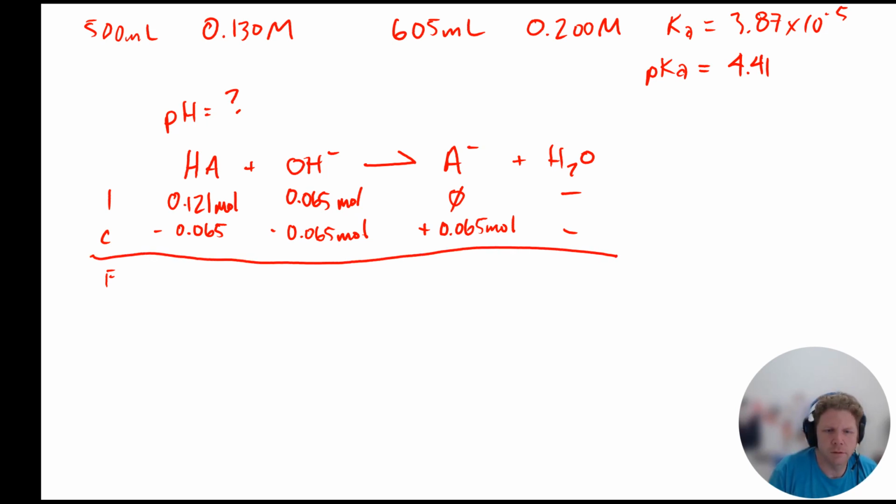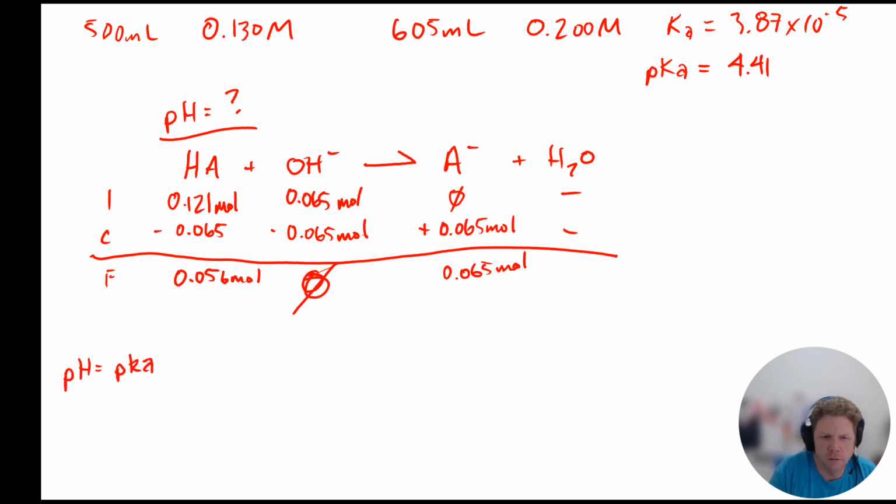Now, the next thing that I'm going to do is put my final amount of hydroxide at 0, the A minus at 0.065 moles, and then the HA is going to be 0.056 moles. Okay, now this question is asking me what is the pH. In order to solve this, I need to know my Henderson-Hasselbalch equation, which is pH equals pKa plus log of the concentration of A over the concentration of HA. Now, pKa is 4.41.